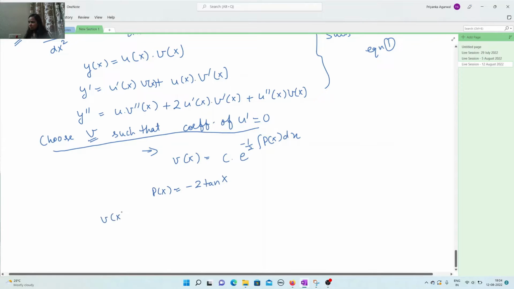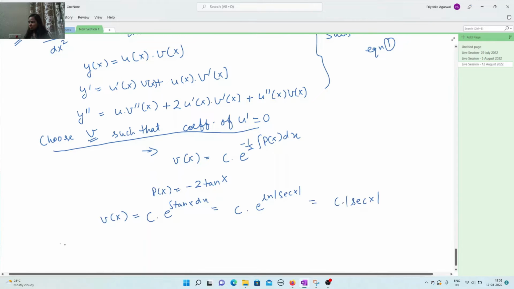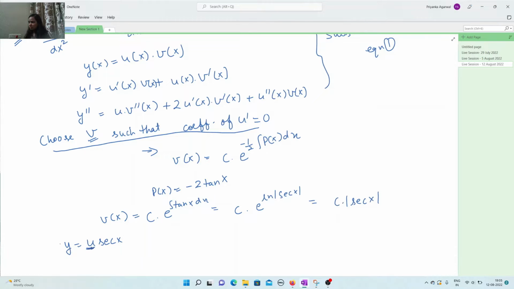So u of x can be written as c into e to the power integral of tan x dx, which is c into e to the power of ln sec x. So this becomes some constant into sec x. So therefore now the solution y is equal to v of x into sec x. We are dropping the constant here as we can consider it in the v.